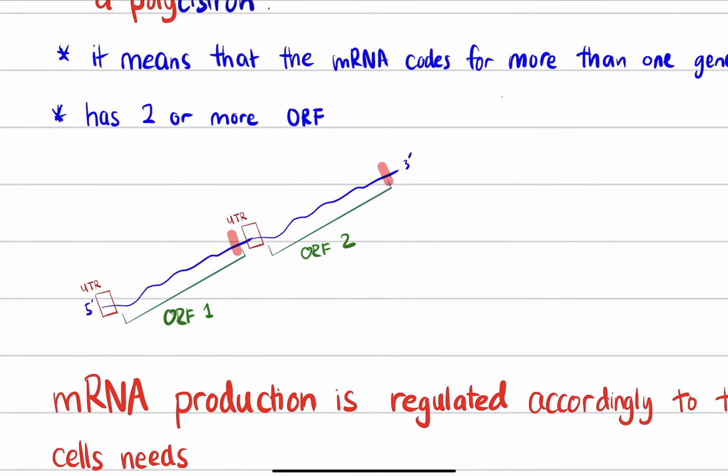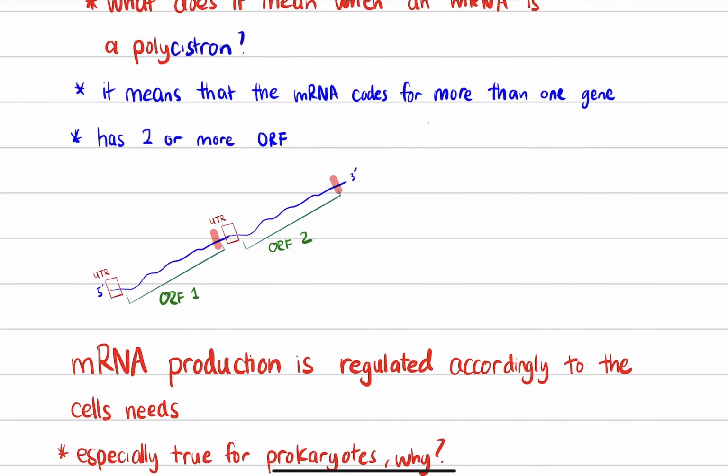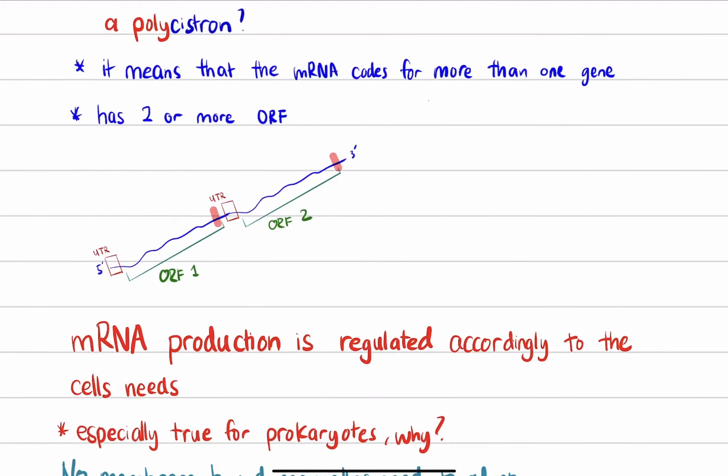So you will notice that this polycistron is only a thing in prokaryotes. So mRNA production is rapid. Prokaryotes are small beings, and they have to respond to the environment really fast, and they don't have too much time for this.